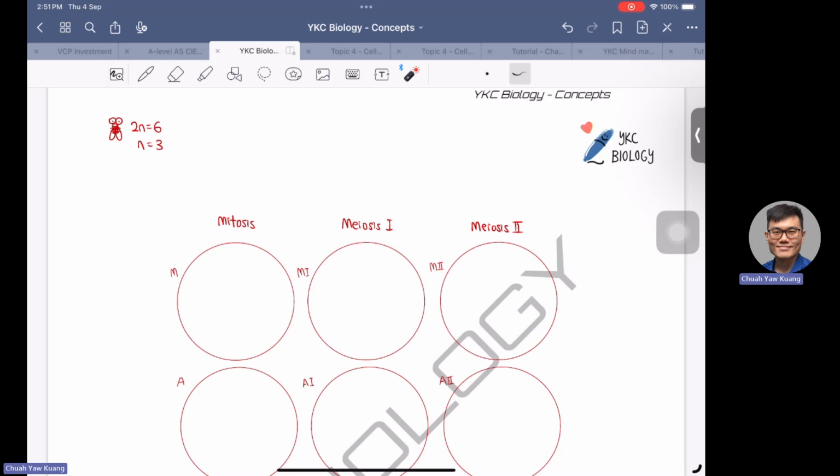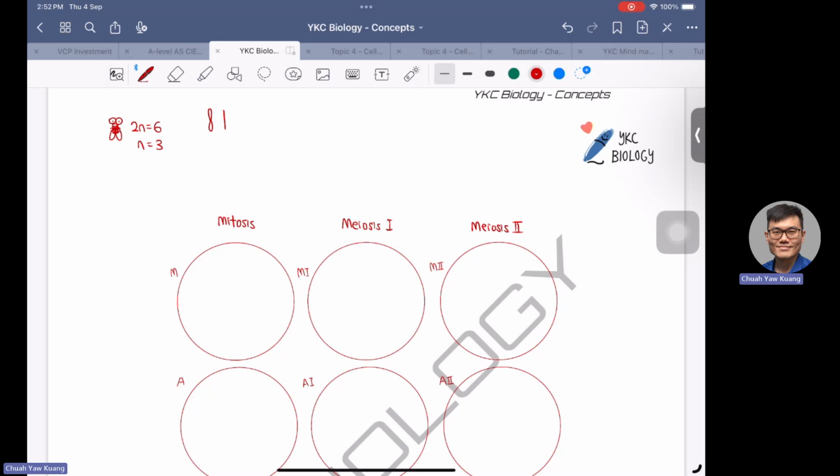So under normal conditions, when the cell is not undergoing any cell division, they will have 6 strands of DNA inside. If we condense these strands of DNA into chromosomes, they will be shown as something like this. In this video, I will just use a line to indicate this type of chromosome.